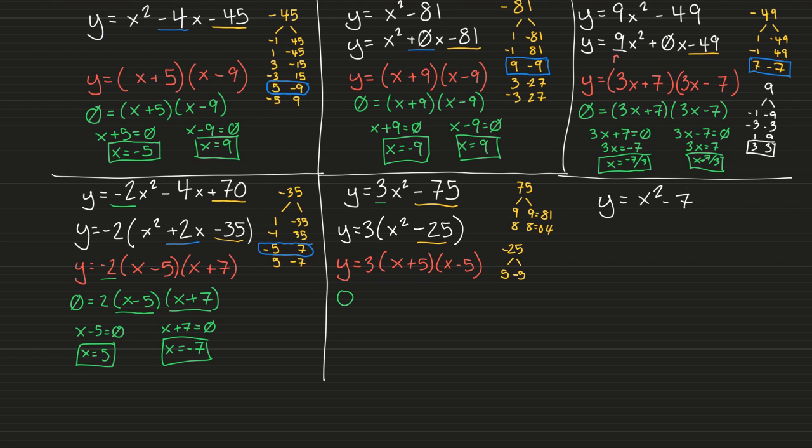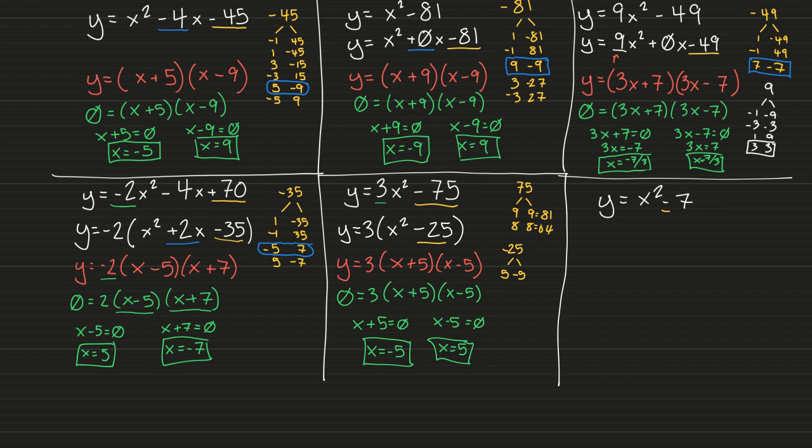Once again, we set it to 0. We can ignore this 3 out front. We can say, well, hey, either x plus 5 is 0 or x minus 5 is 0, which gives us x-intercepts of -5 and 5. Boom. One more to go.